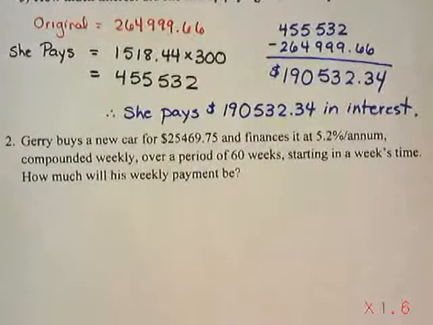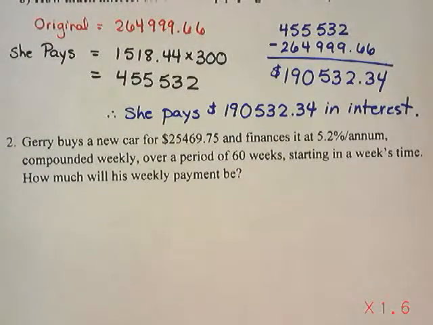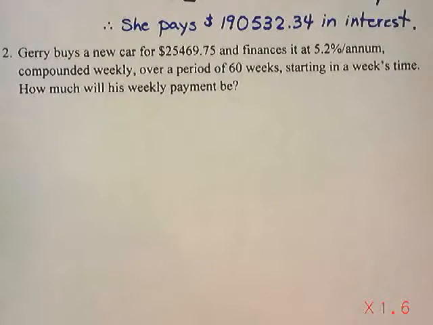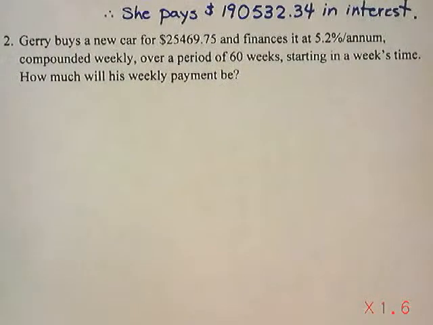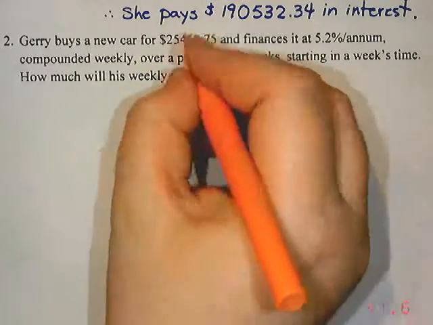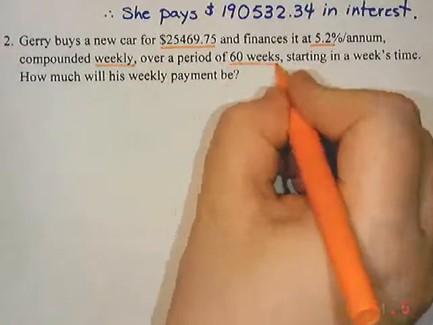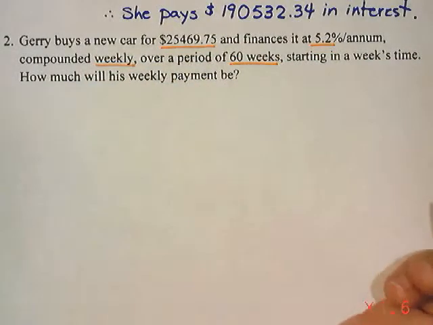Okay, our last question here about Jerry says that Jerry buys a new car for $25,469.75 and finances it at 5.2% per annum compounded weekly over a period of 60 weeks, starting in a week's time. How much will his weekly payment be? Now, I tried to word this question a little bit more like the ones in the textbook, because the ones in the textbook, they word it quite oddly.